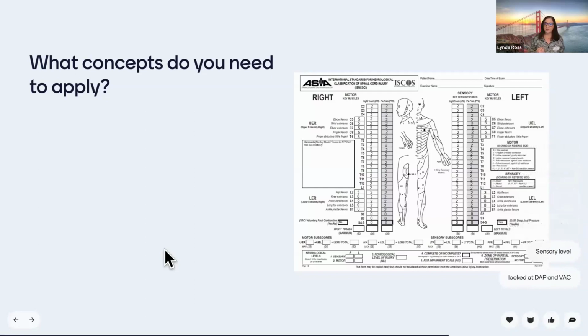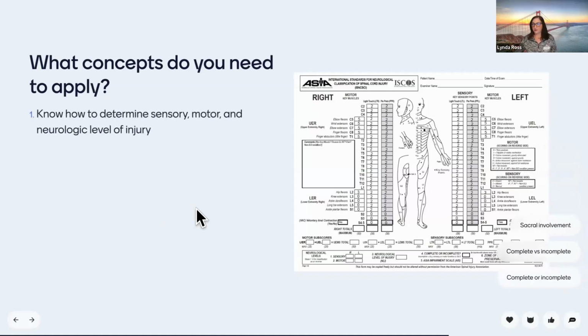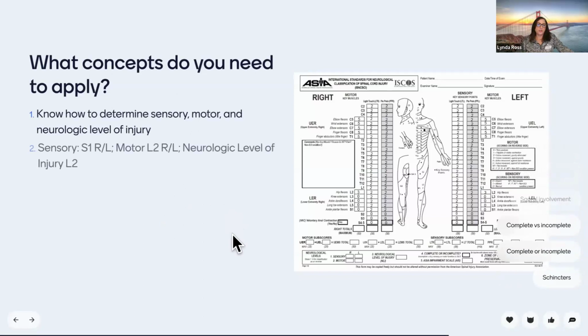Why do we look at VAC, DAP, and also sensory S2, S3, S4-5, sacral, right? That sacral sparing is going to tell us complete versus incomplete. All right, so what do we need to know? We need to know how to determine sensory, motor, and neurologic level of injury.